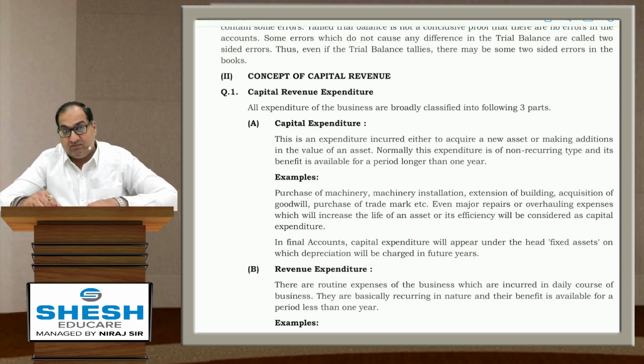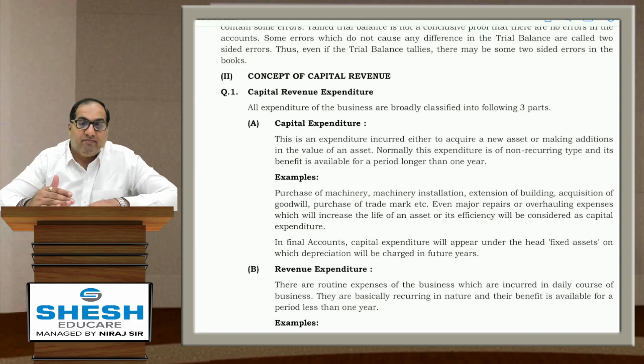Now, if your business is going to have a longer life, there will be certain expenses which will give you benefit also over a period of longer time. And there will be certain expenses that you will be incurring where you will get benefit only to the extent of 12 months.